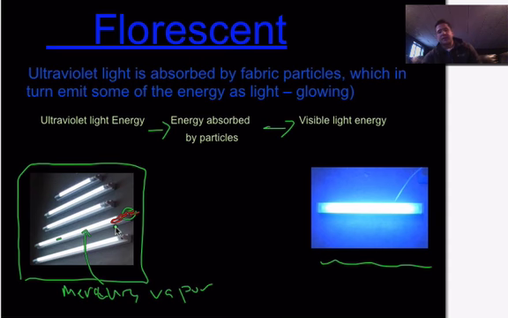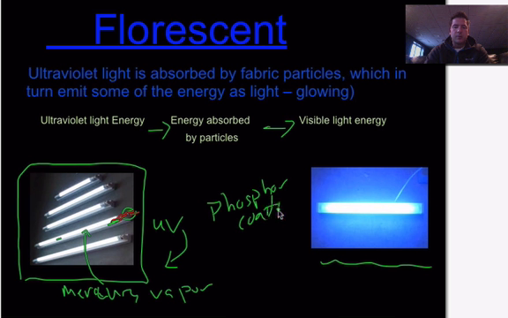So what happens is there's this electrode, and it's going to create UV light, or ultraviolet light, when the electricity from this electrode mixes with the mercury vapor. Now there's a phosphor coating on the inside of the bulb, and when we create this UV, it's going to excite the phosphor coating, and that's what's going to give us the visible light and the glow.